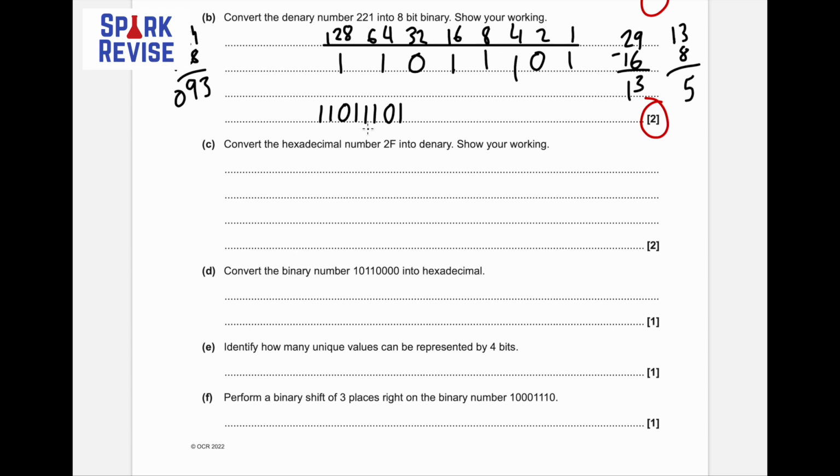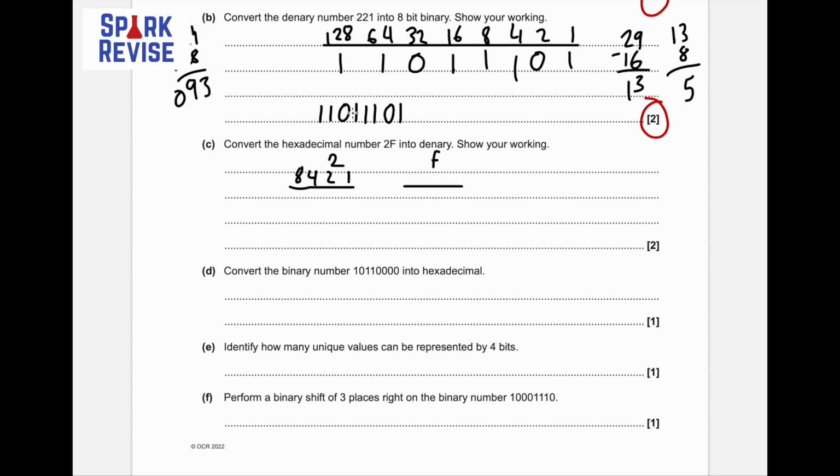Convert the hexadecimal number 2F into denary. So I don't know how you've been told to do hex to denary conversions, but I split them into nibbles. So you've got 2F, you're going to make each one into a nibble. So 2 is going to be 8, 4, 2, 1. Just do some little binary conversion tables.